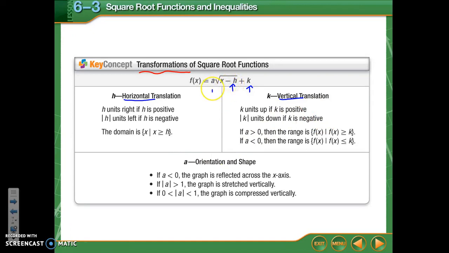And a, the number that we multiply in front, gives me the orientation and the shape. So if a is less than 0, meaning if a is negative, then it flips or reflects over the x-axis. And then, ignoring the negative, if a is greater than 1, then I get stretched vertically, so it gets taller. And if a is between 0 and 1, so if it's a fraction bigger than 0 but less than 1, again, notice we're looking at absolute value, so ignoring the negative, then it gets compressed vertically, so it gets shorter.